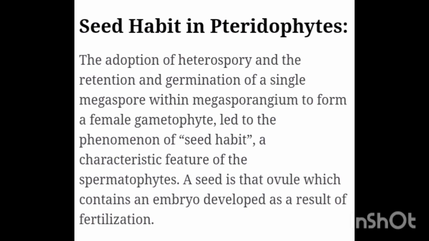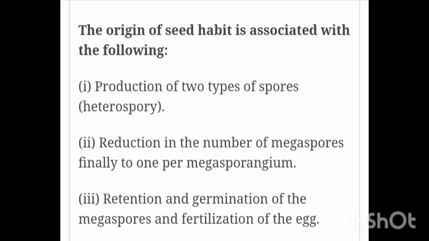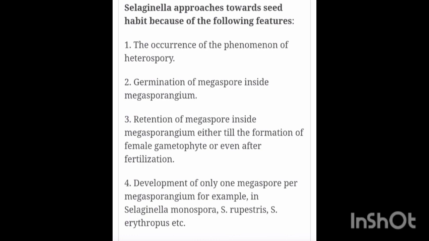Seed habit. The adoption of heterospory and the retention and germination of a single megaspore within the megasporangium to form a single gametophyte leads to the phenomenon of seed habit, which is a characteristic feature of the spermatophytes. Origin of seed habit. The origin of seed habit is treated with the following: production of two types of spores, reduction in the number of megaspores, retention and germination of megaspores, and the fertilization of the egg.